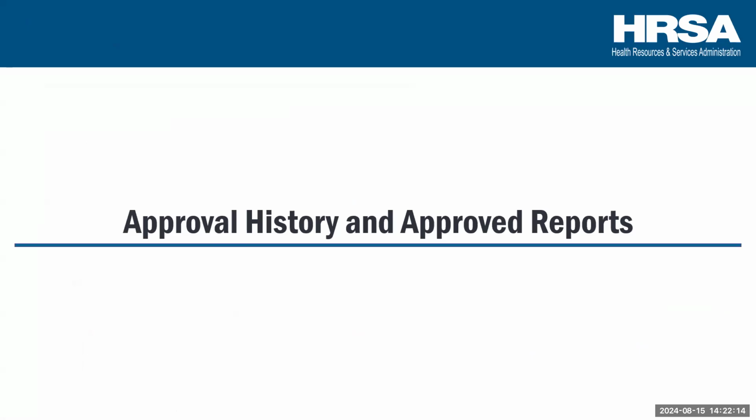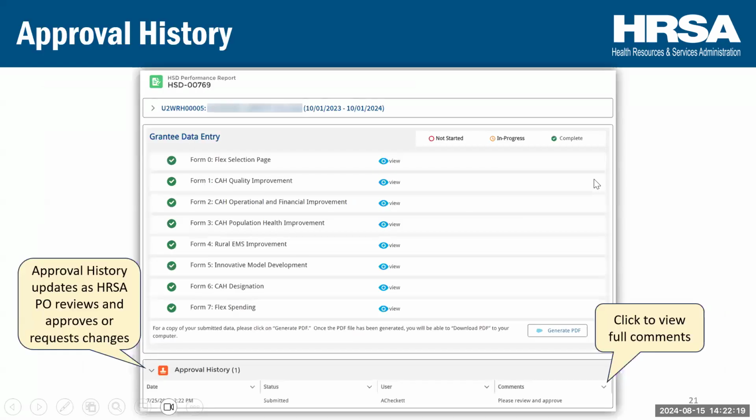Now let's take a look at how to check on the approval status of your report. After submitting your report, you can track the progress through the approval history section at the bottom of the page. Here we can see that there's just one comment, an optional comment that the submitter left on this report. As your HRSA PO makes decisions about your report, you can see if it is approved or if changes were requested. You can also see all the comments for each change of status if that's applicable.